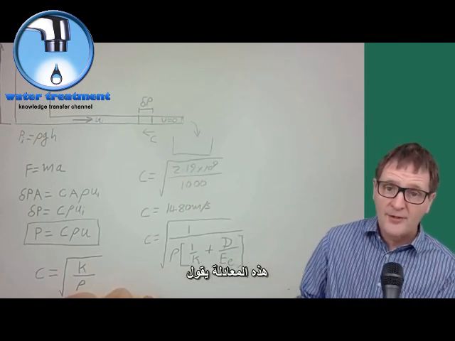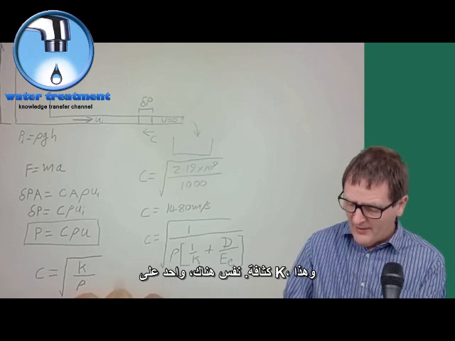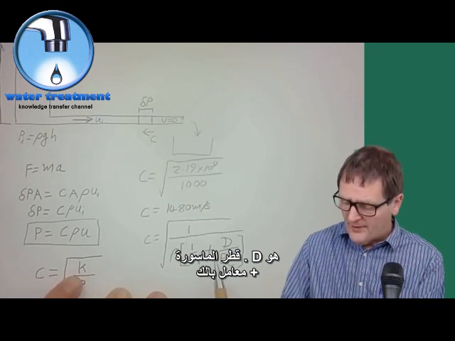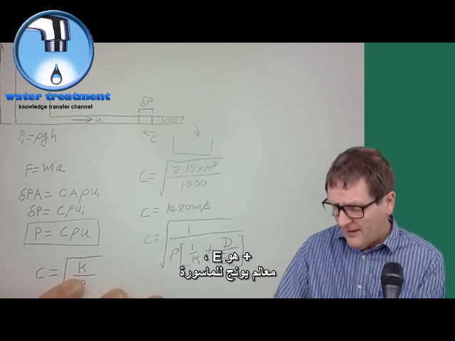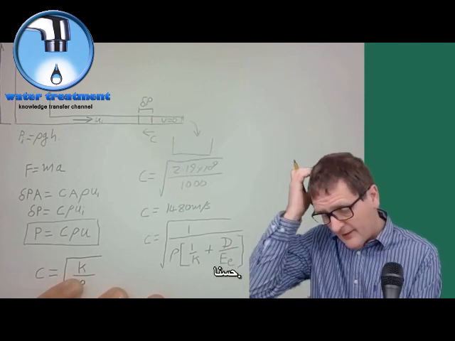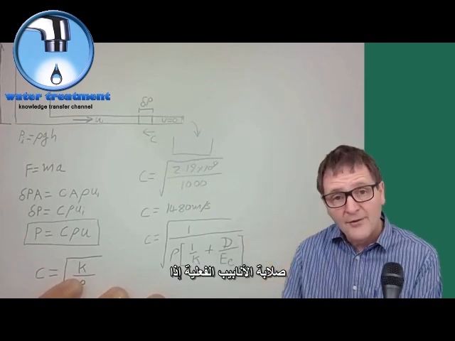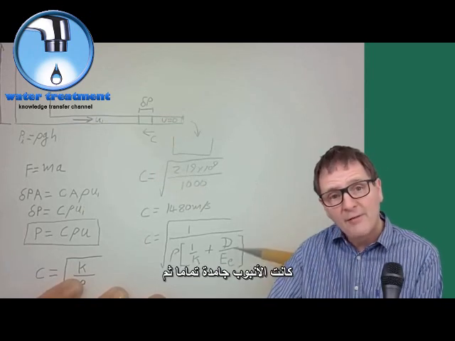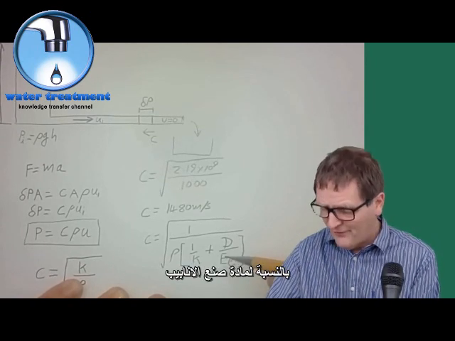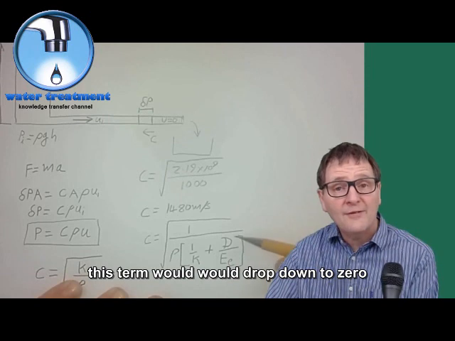So what is this equation saying? The sonic speed involves the density, same as before, 1 on K, where K is the bulk modulus, plus D, where D is the diameter of the pipe, E is the Young's modulus of the pipe material, and little e is the wall thickness. This term of the equation takes into account the stiffness of the pipe itself. If the pipe was perfectly rigid, that's saying you have infinite Young's modulus for the material, and if that number was infinitely large, then this term would drop down to 0.